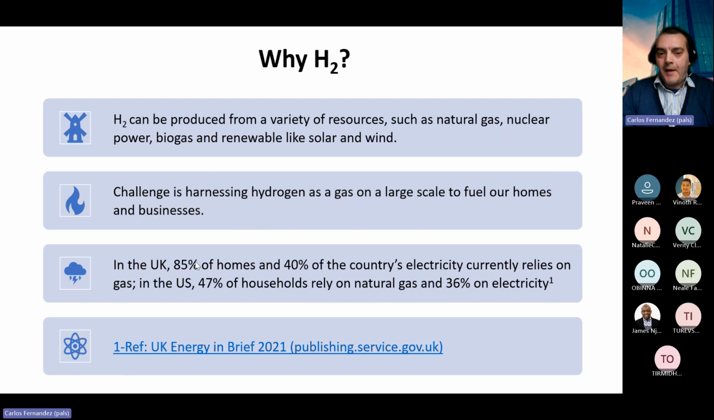So in the UK, 85% of homes and 40% of the country's electricity currently relies on gas. In the US, it's 47% of households that rely on natural gas and 36% on electricity. So it's still very high values.